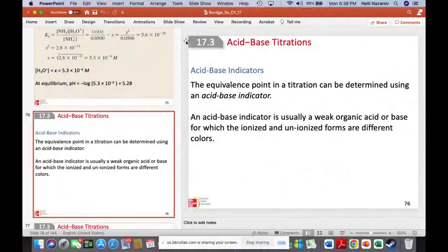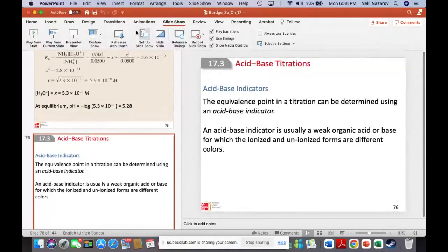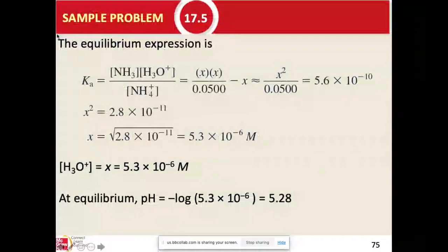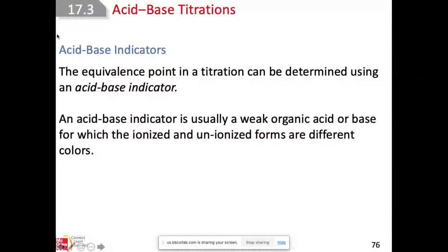Okay, so now let's go back to where we stopped. Now we will talk about the indicators. You're already familiar with the acid-base indicators. We did this in Chem 11. We use phenolphthalein, if you remember.